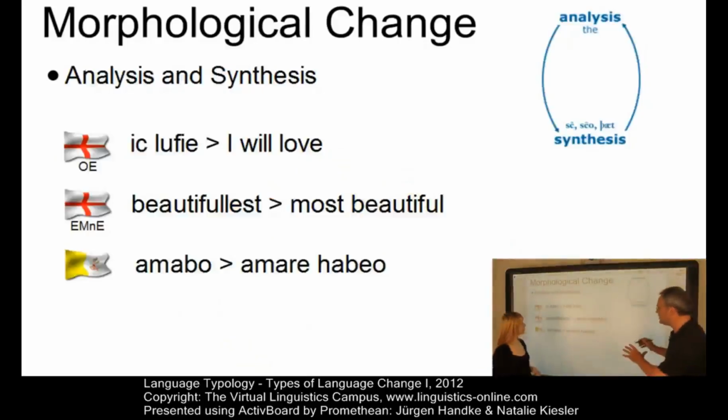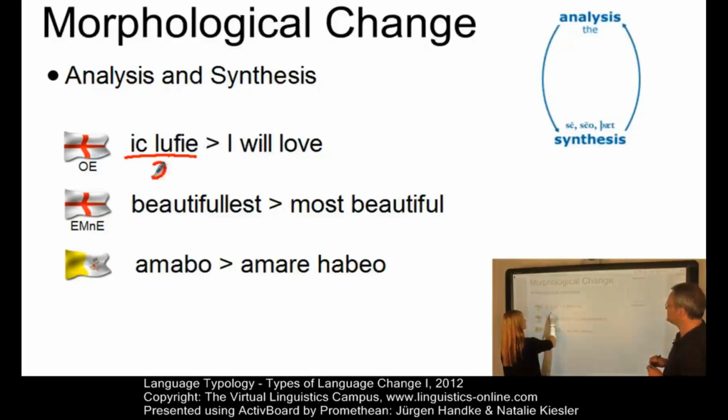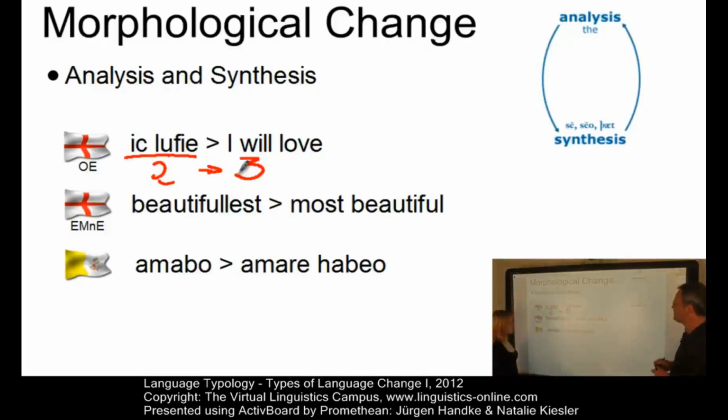The separation of words into individual units is the most obvious result of a morphological change towards analysis, towards a language being more analytic. A trend in this direction presupposes the occurrence of more and more additional words such as auxiliary verbs or determiners or prepositions and so on. So, for example, in Old English we had ich luvir, which stands for I will love, and which consisted of 2 words, and now in present-day English we have 3 words and an additional auxiliary.